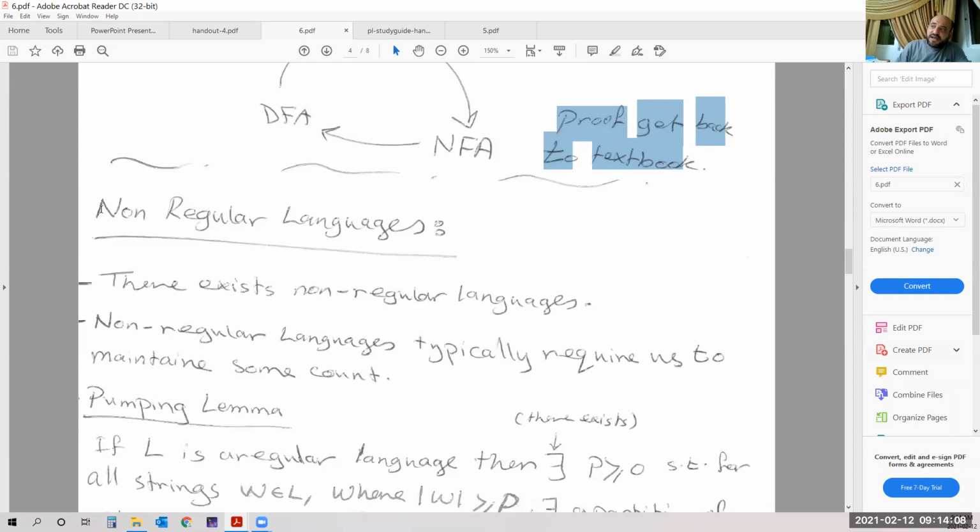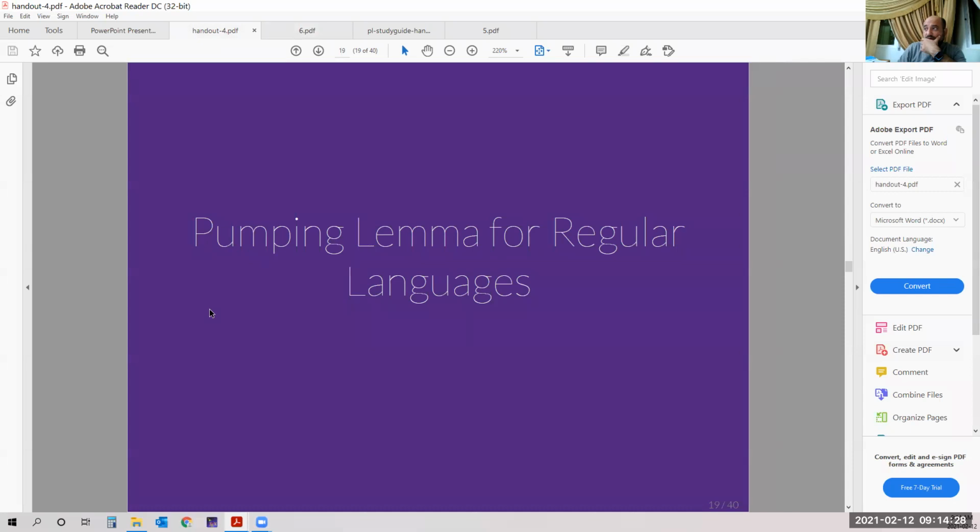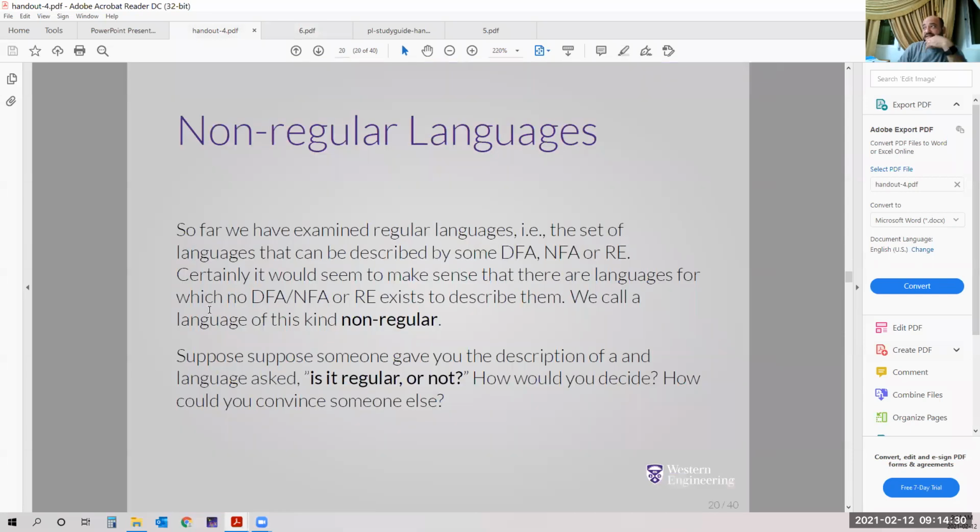Here we'll start talking about non-regular languages. There exist non-regular languages. Non-regular languages typically require us to maintain some count. We will see. So here, the pumping lemma for regular languages and non-regular languages.